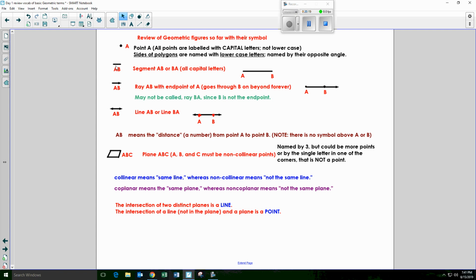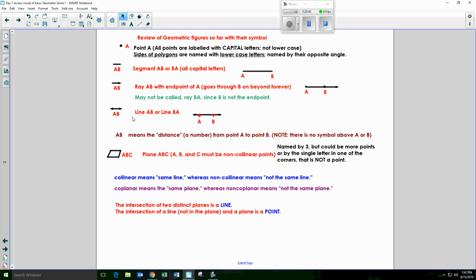Segment AB or segment BA, and here's what the segment would look like. Endpoints A and B. Ray AB: A has to be the endpoint, so A is the endpoint and it goes through B forever. You cannot call this ray BA, because B is not the endpoint.